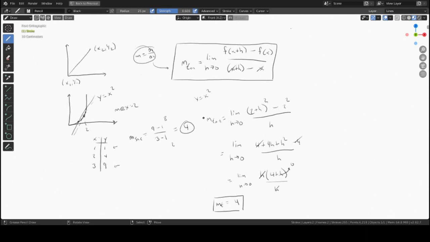So in the next video, we'll talk about using this on various functions, like trigonometric and exponential functions, and we'll get into how to find different derivatives from there. So I'll see you guys in the next video.